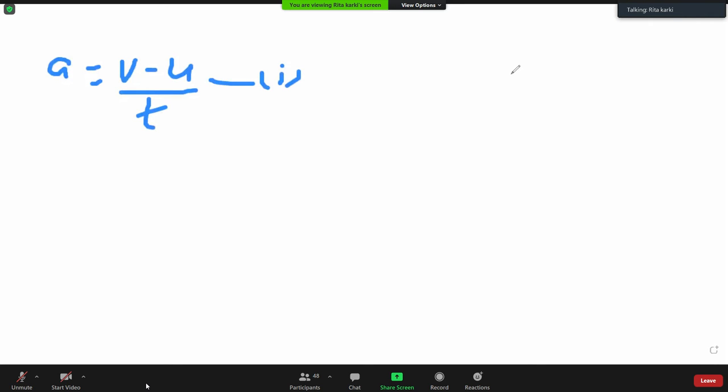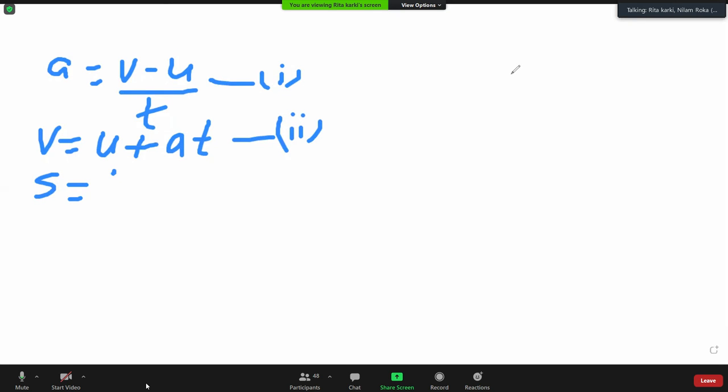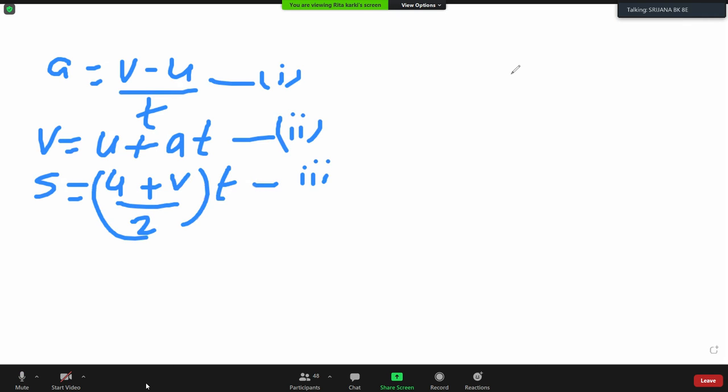What is the second equation? v equals to u plus at. This is the second equation. Now, what is the third equation? s equals to u plus v upon 2 into t. This is the third equation.